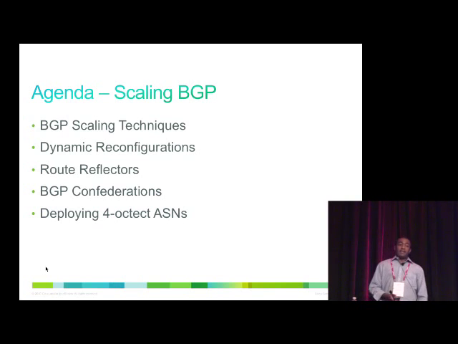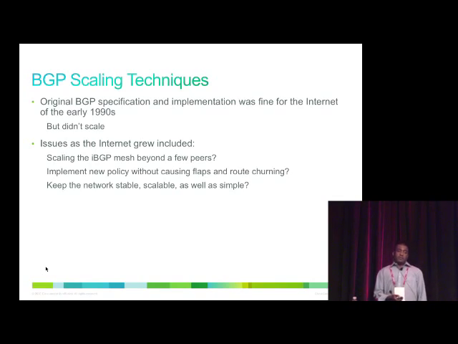So BGP scalability techniques. We'll discuss different techniques that are used for BGP scalability, including dynamic reconfiguration, which is also route refresh, and you will see how that's used. We'll look at route reflectors, which is very, very important for scaling the number of peers required. BGP confederations, that's also required for scaling the full mesh peering requirement, and then deploying 4-octet ASN.